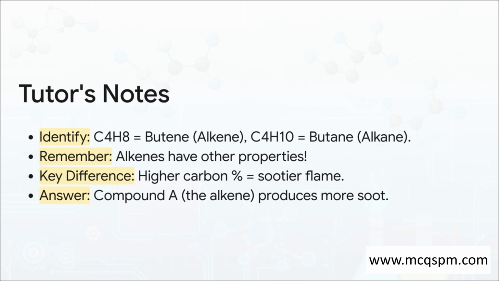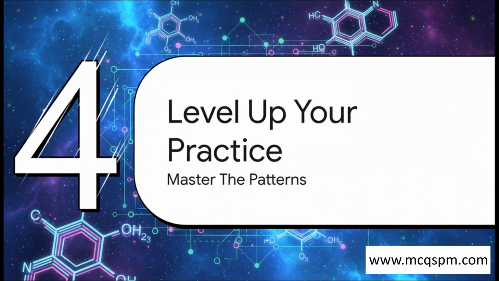Now, here's a common trap students fall into. They only think about the bromine water test, but there are other differences. Alkenes have a higher percentage of carbon, so when you burn them, there isn't always enough oxygen to burn all that carbon completely. The leftover carbon, that's soot, so alkenes burn with a much sootier flame. That means compound A produces more soot. See, once you know what to look for, these questions start to look a lot less scary.